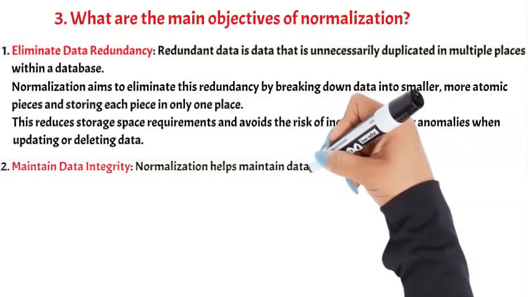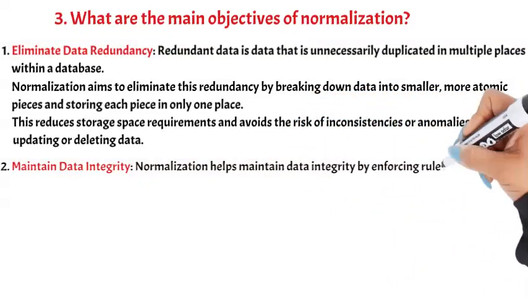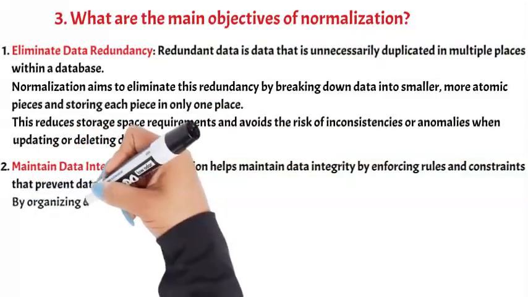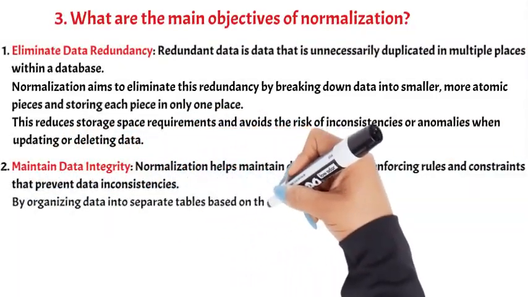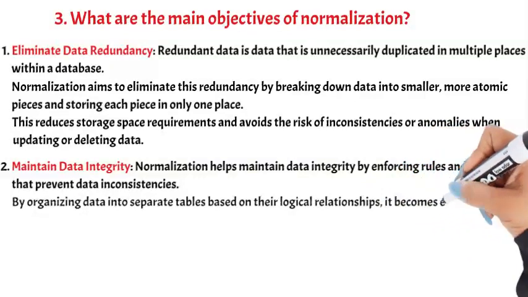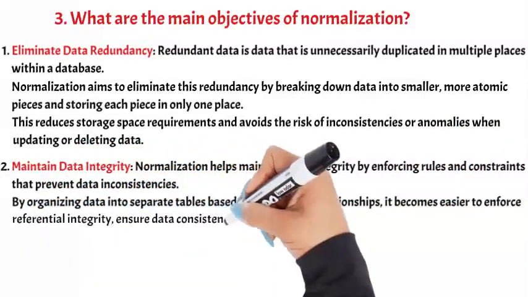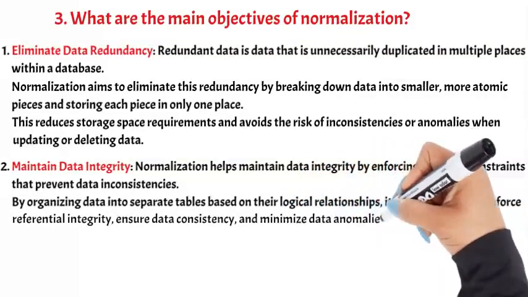2. Maintain data integrity. Normalization helps maintain data integrity by enforcing rules and constraints that prevent data inconsistencies. By organizing data into separate tables based on their logical relationships, it becomes easier to enforce referential integrity, ensure data consistency, and minimize data anomalies.